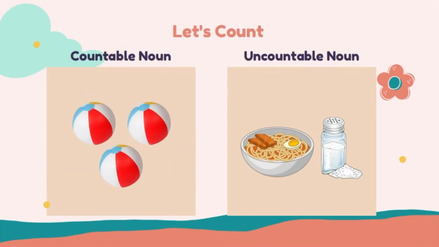Now, let's count together. For countable noun, we can see that there are 3 balls there. Okay, so 1, 2, and 3. While uncountable noun, we can see that there are a lot of noodles in the bowl and a lot of salt in the container, which we cannot count. So here is the tricky part where you need to remember that for countable noun, we use how many, and for uncountable noun, we use how much.